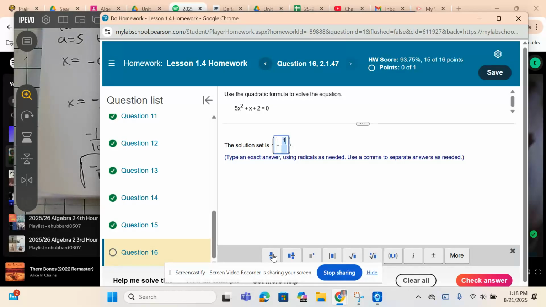So negative 1/10 plus i square root of 39 divided by 10, and negative 1/10 minus i square root of 39 divided by 10.